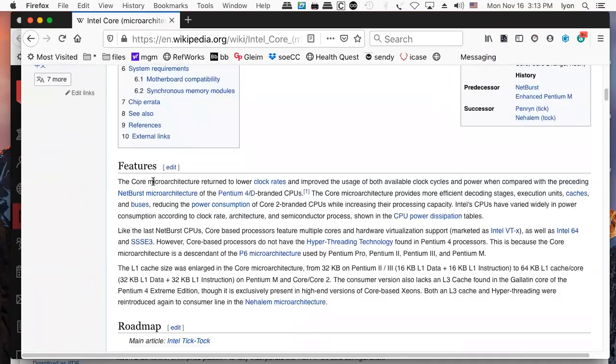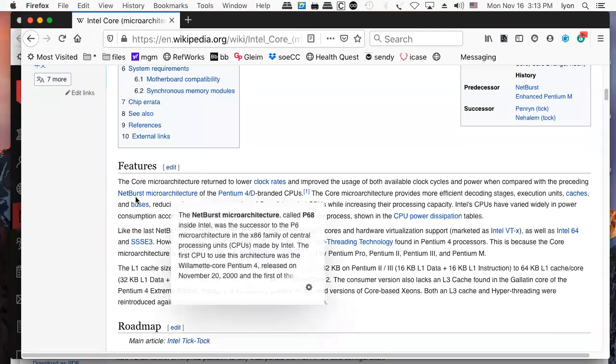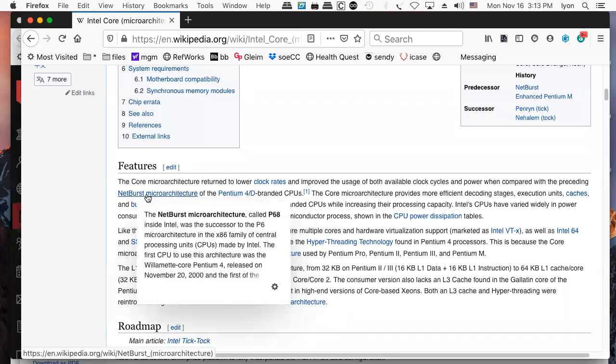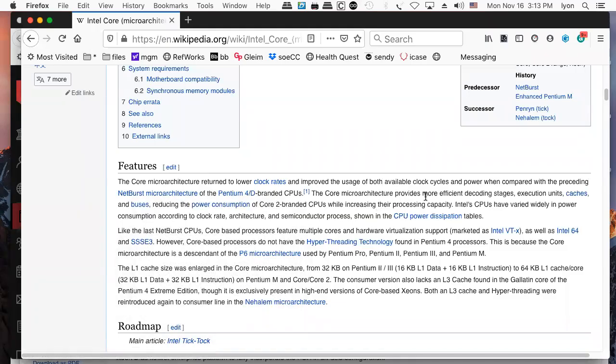So, core microarchitecture returns to lower clock rates and improved the usage of both available clocks and power when compared with the preceding NetBurst architecture. This is another trademark from Intel. The core microarchitecture provides efficient decoding stages, execution units, caches, and buses, and reduces power consumption of a Core 2 branded CPU. So they basically changed the underlying architecture of their CPU in order to be able to support multiple cores.